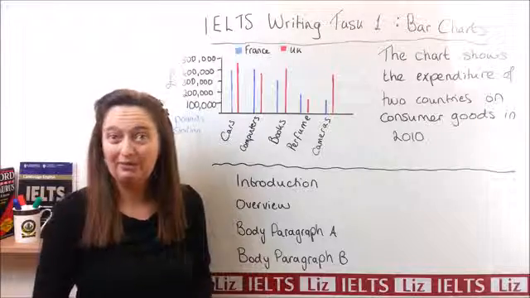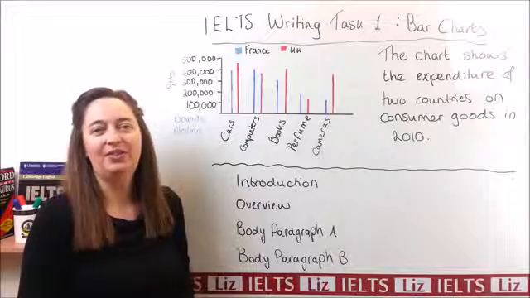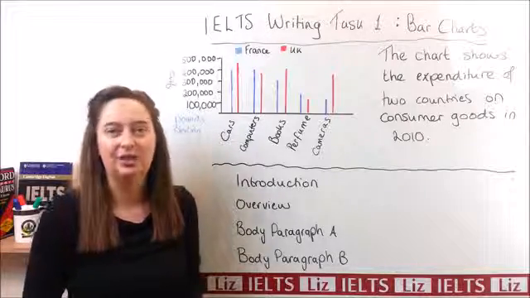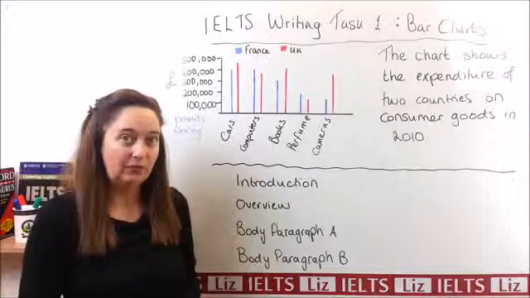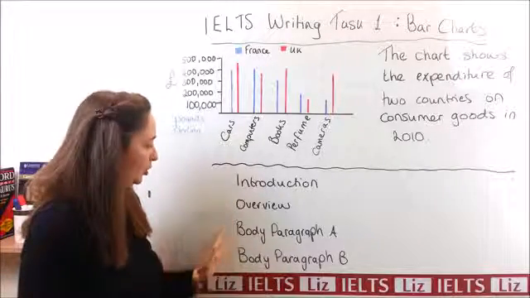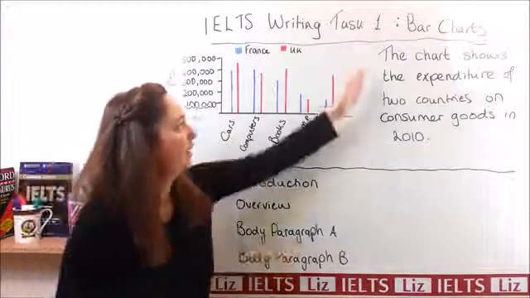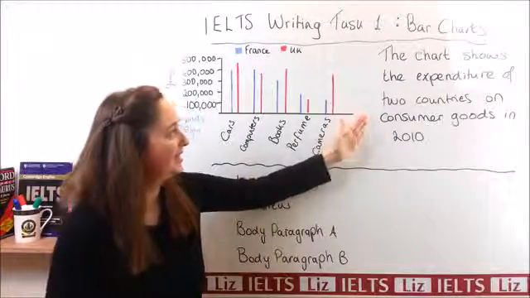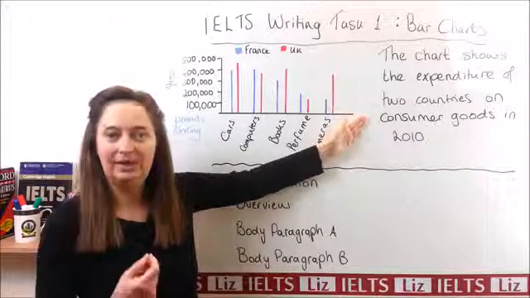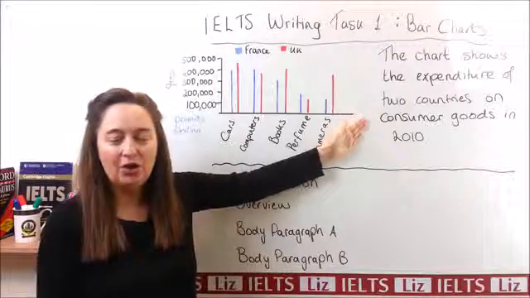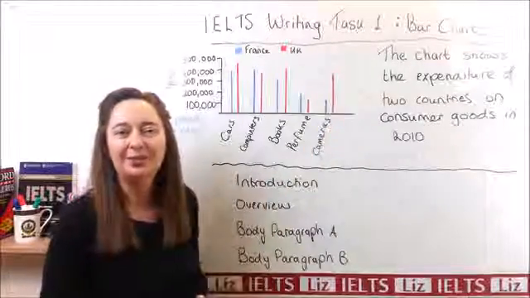Let's have a look at our paragraphs. The first paragraph that you will need to write is your introduction. Then you will have something called an overview. After that, you've got 2 body paragraphs. For the introduction, we need to paraphrase this statement here. So the information that IELTS give you, we need to write it again in our own words for the introduction. Let me show you how to do that now.